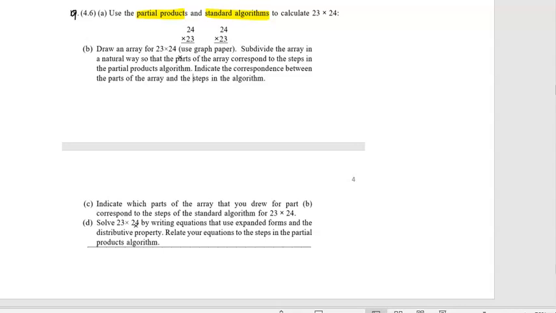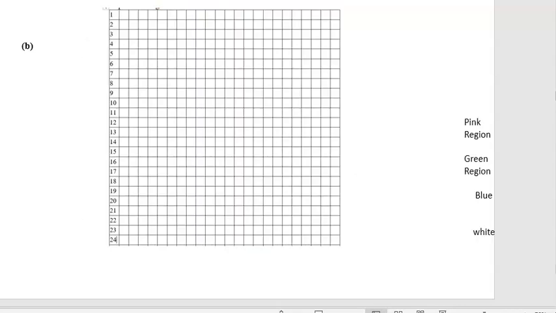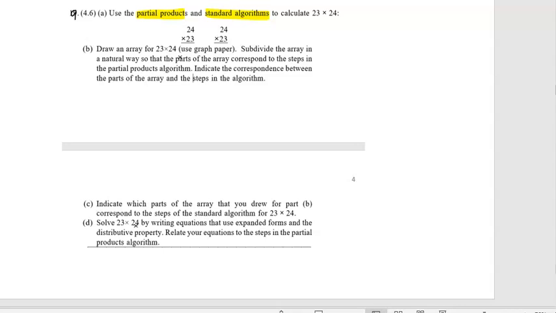And so what we're going to do is write down 24 times 23, so that's for part A. I think I'm going to put my answer right here so we can demonstrate them, because I'm also looking at part B. It says draw an array and subdivide the array in a natural way so that the parts of the array correspond to the steps in the partial products algorithm.